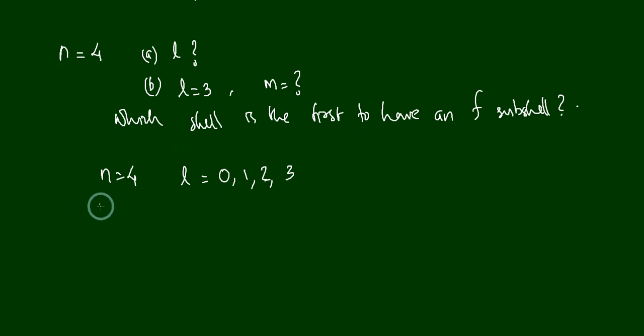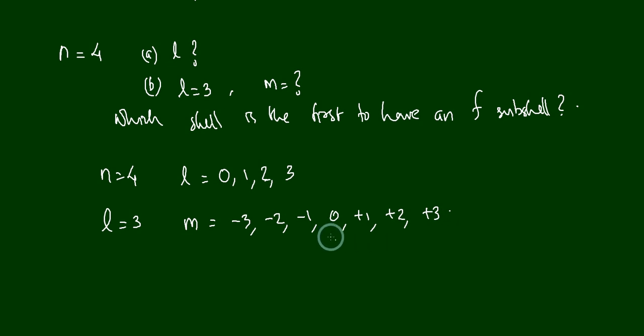The second question is that L is equal to 3, and what are the possible values of M? The possible values of M are minus L to plus L through 0, meaning minus 3, minus 2, minus 1, 0, plus 1, plus 2, and plus 3. Okay, these are the possible values of M.